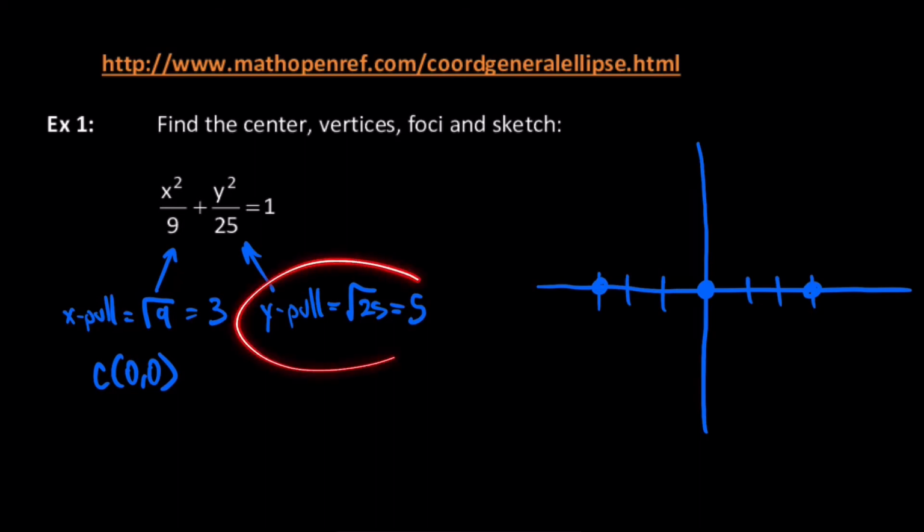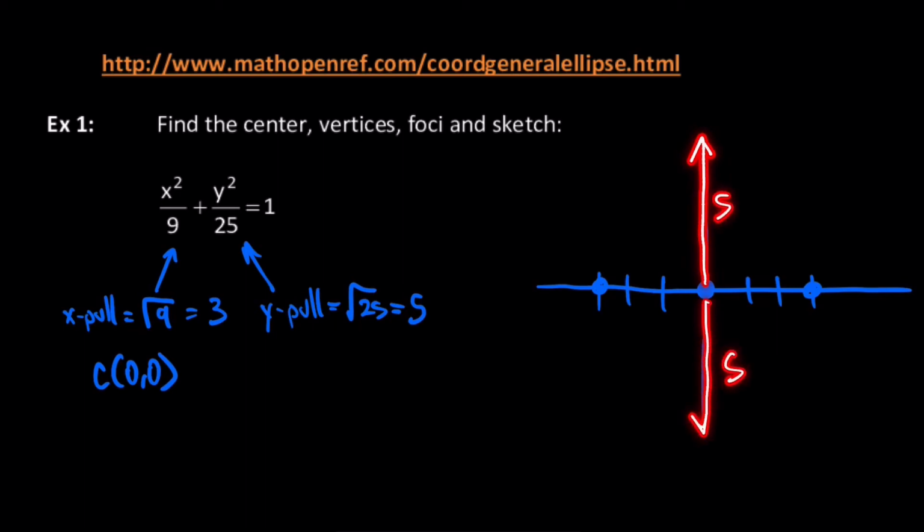My y pull is 5, so that means I'm pulling in the y direction 5 to get to those endpoints. Okay, so 1, 2, 3, 4, 5. 1, 2, 3, 4, 5. Endpoint here, endpoint here. So now I need to sketch this in.